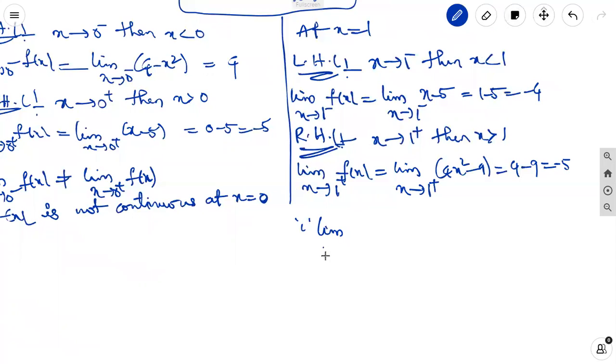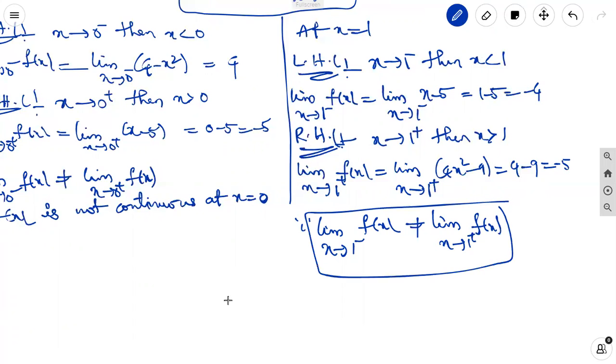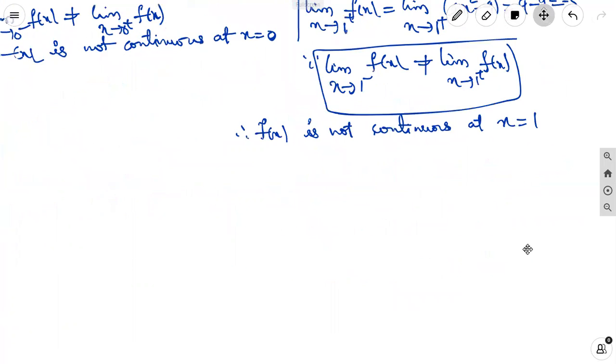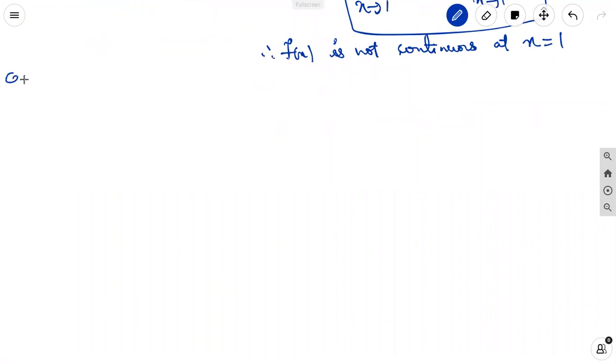Since limit x tends to 1 minus f of x is not equal to limit x tends to 1 plus f of x, both limits are not equal. Therefore, f of x is not continuous at x equal to 1. Next, third case. Case 3. At x equal to 2.